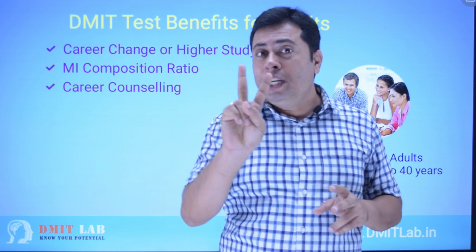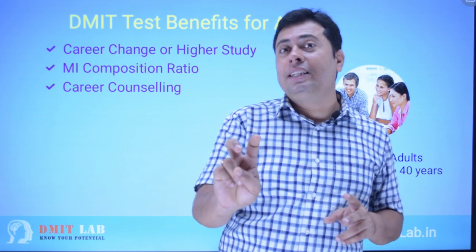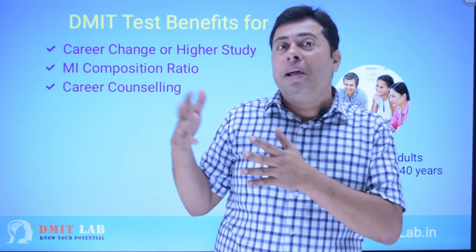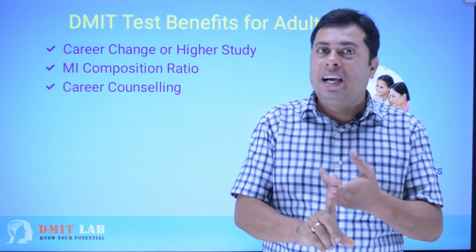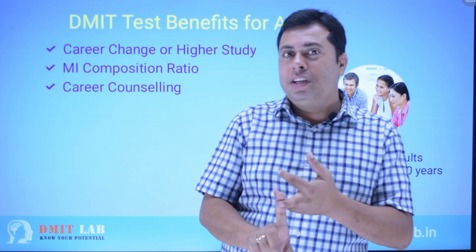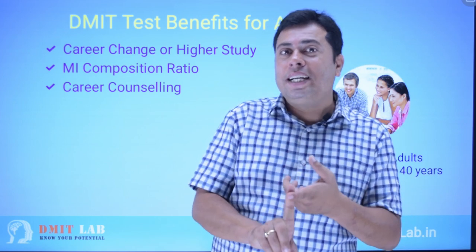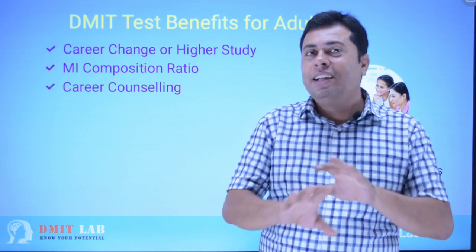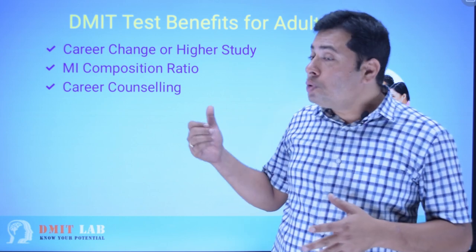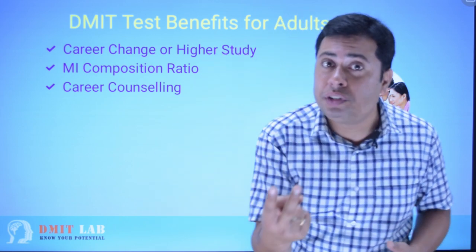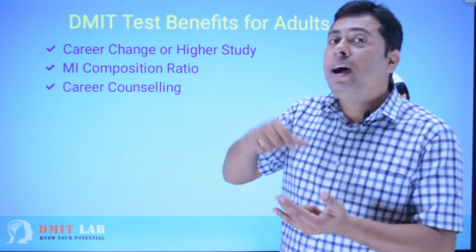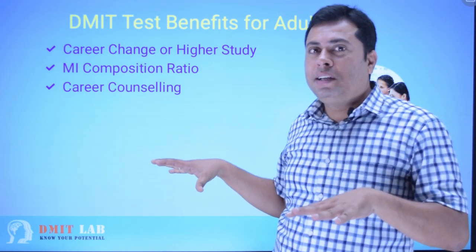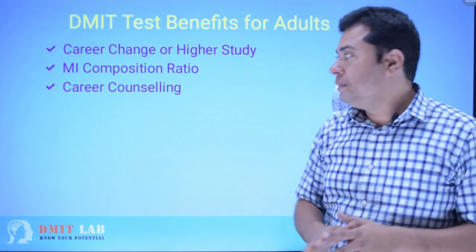See, there are two things you cannot make right later, because that is a very painful process. One is the career choice, and one is the marriage choice. If you go wrong with your career choice, that is very difficult. And if you go wrong with your marriage choice, then the whole life is going to suffer. So this is the age in which they face two things: the career choice and the marriage choice. All those things can be known from this DMIT report. So that is called career counseling.